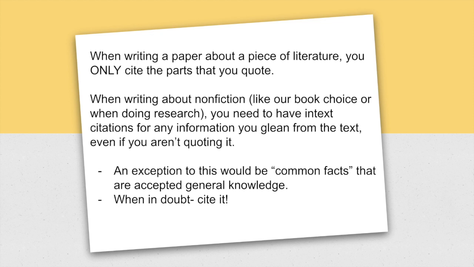Now, when in doubt, like if you didn't know the information, the only reason why you knew it is because you read it in the book, go ahead and cite it. It's never wrong to cite too much. I mean, unless you're really going crazy and citing like every single sentence. That's absurd. But when in doubt, go ahead and cite it, and then you don't have to worry about unintentional plagiarism by not citing something.